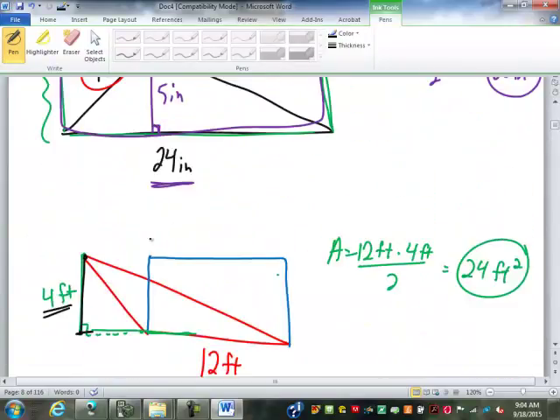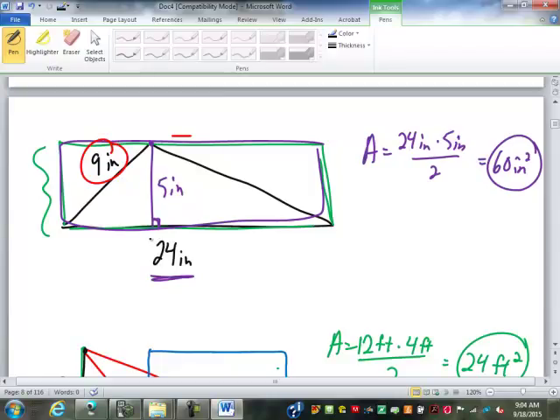Can you scroll back up for a second? One more. That 5 inches right there. I had to give that to you again. Right. That's called a chord. No, that's not a chord. A chord is on a circle. That would be called a height or an altitude.